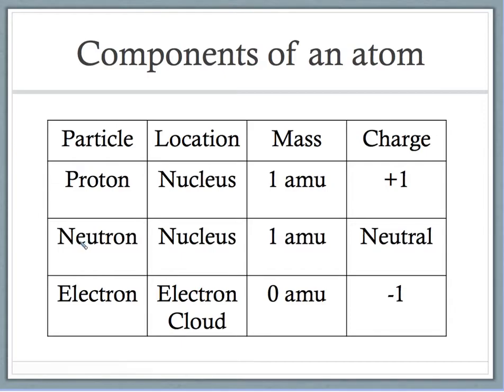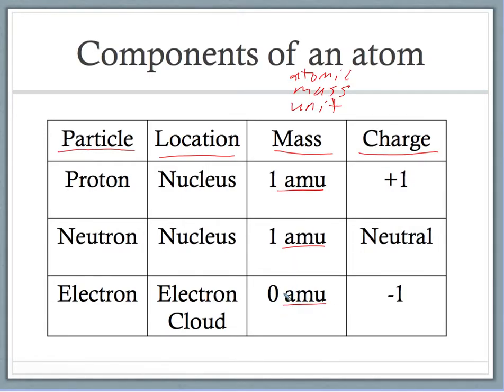So in your notes, something that's really nice to have is just a comparison. So here's a chart that if you make a 4x4 chart with particle, location, mass, and charge at the top, you can then copy this down. This will help you out with, hey, protons are found in the nucleus. They have a mass of 1. AMU stands for atomic mass unit. So protons have a mass of 1 atomic mass unit, neutrons have a mass of 1 atomic mass unit, and electrons have a mass of 0 atomic mass units.